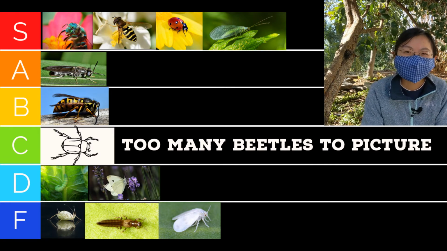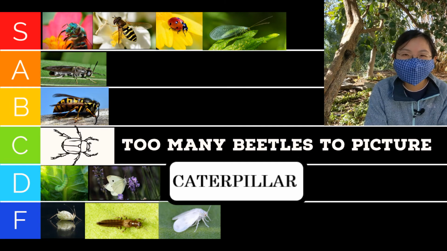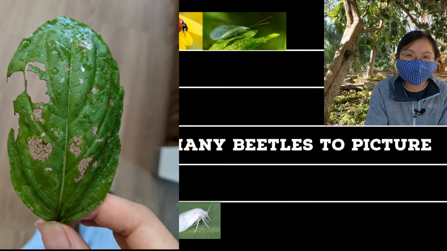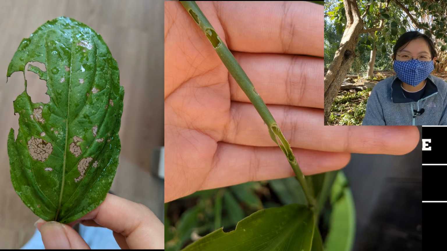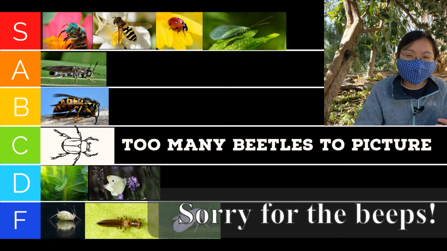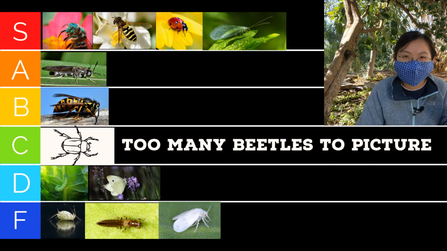So the final insects we have are caterpillars. I put them in D tier because their larval forms can be a serious pest, but their adult forms are mostly okay. So caterpillars can eat through a lot of your garden, although most of them are species specific, so it'll really depend on what species are around. But generally caterpillars can defoliate some of your plants, and especially if you're growing edible crops, they can really decimate things.